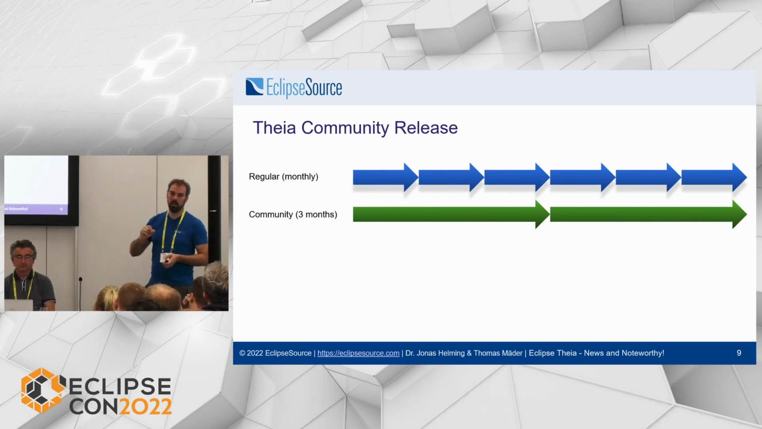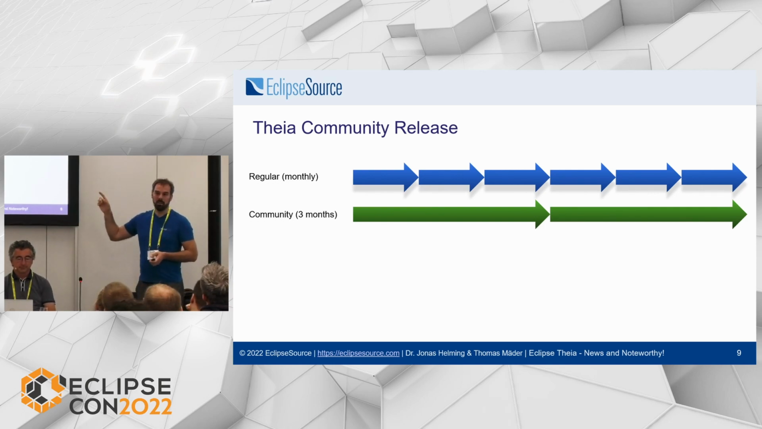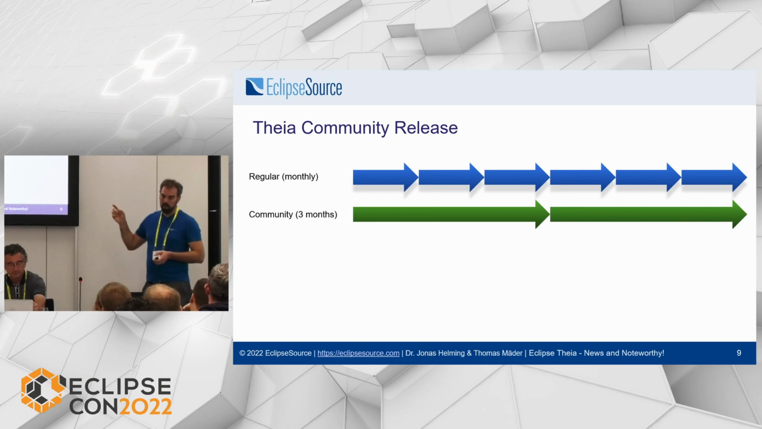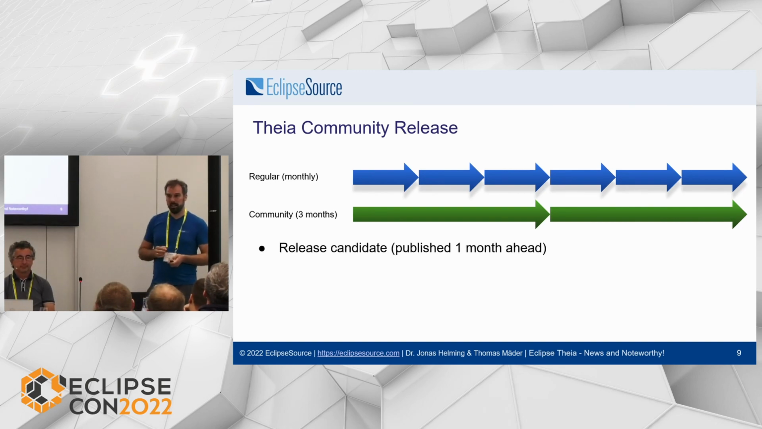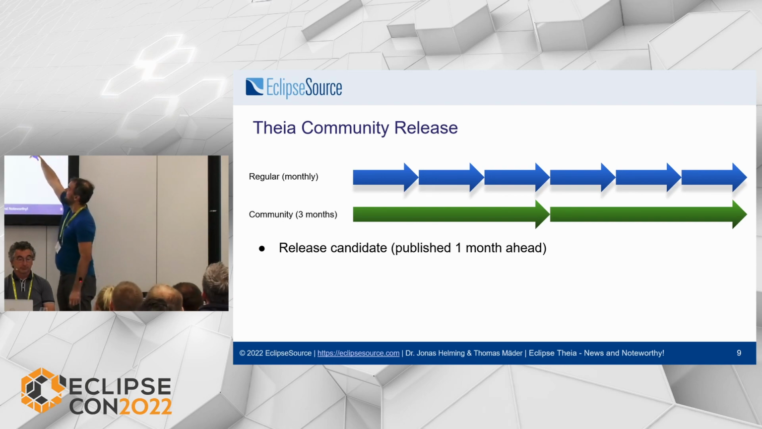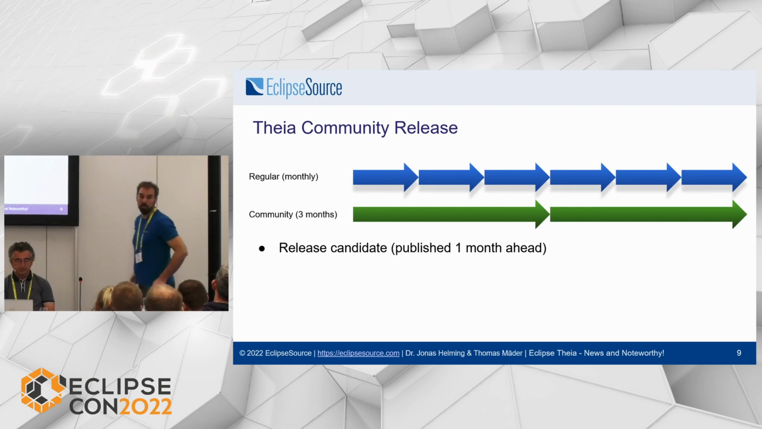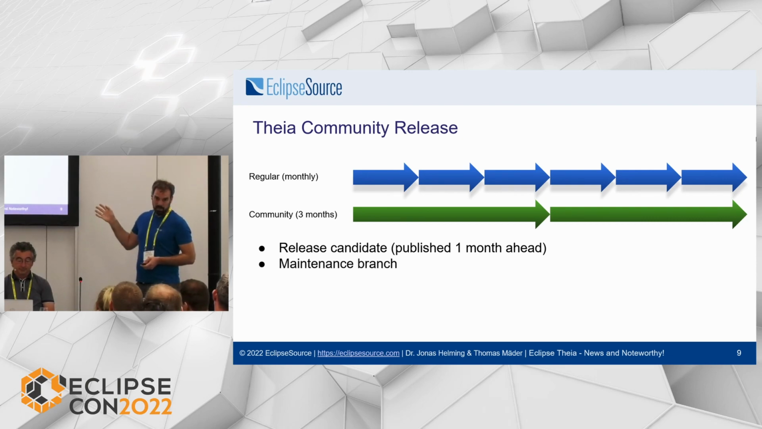We keep the monthly release cycle, but we also do what we call a community release every 3 months, which is a little bit more focused on stability. The differentiation is that it has a release candidate which is published 1 month ahead. For this community release, we take this release as a candidate. We give people 1 month to check everything, to integrate, and see whether everything works correctly, and we apply some hot fixes to it. It has a maintenance branch, so you can fix stuff afterwards, and contributors can actually decide, okay, I'm on version 1.29, I want to stay there, I only need one fix, you can do that now.